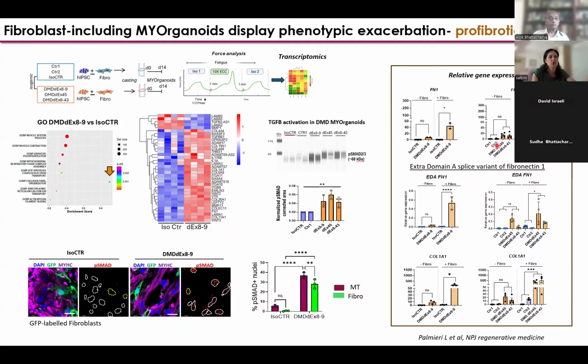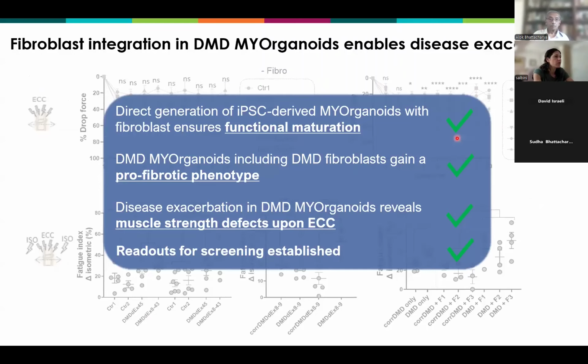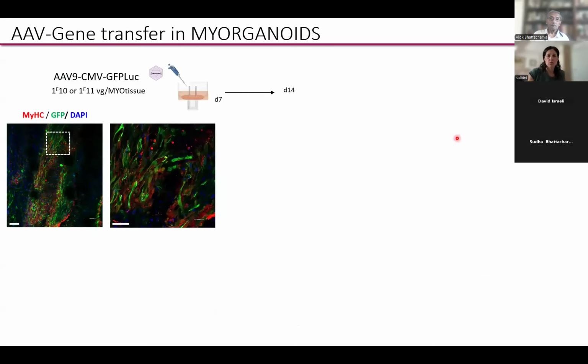Here is just some validation where we see a relative gene expression of fibrotic genes that are highly upregulated in DMD organoids, including fibroblasts. And so far, those data highlight the fact that with this system, we could reproduce two key hallmarks of Duchenne: muscle dysfunction and profibrotic signature, and also establish, therefore, two important readouts that we can further use for screening. And in fact, as a proof of concept, we used AAV gene transfer of microdystrophin to see if we could mimic the improvement that we see in the clinics.